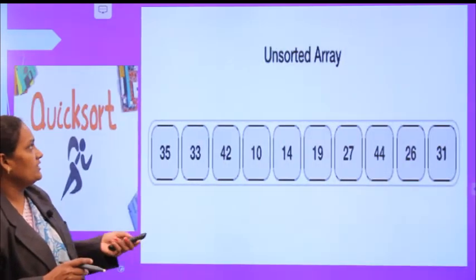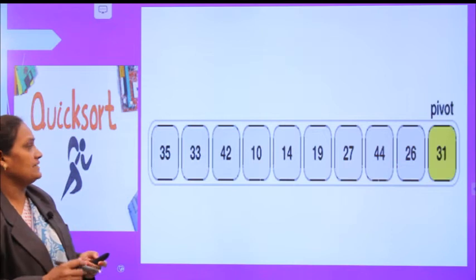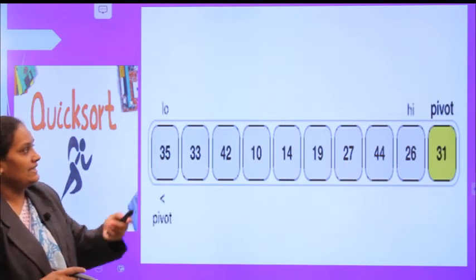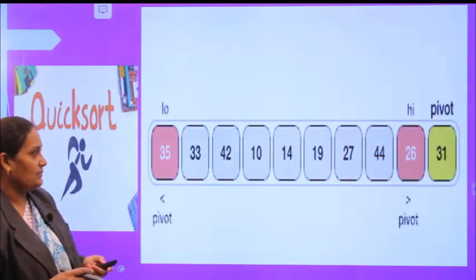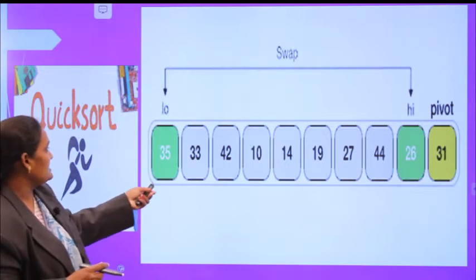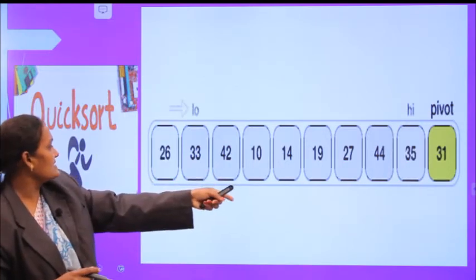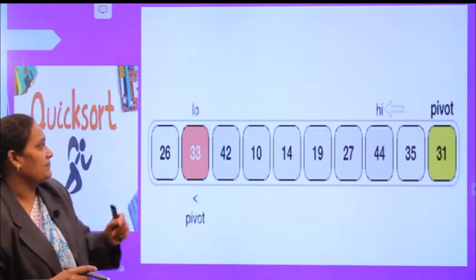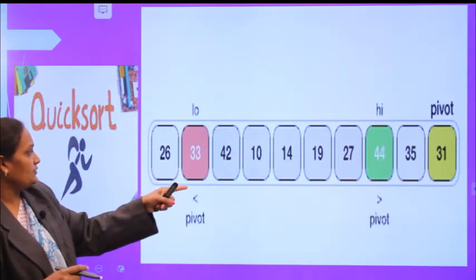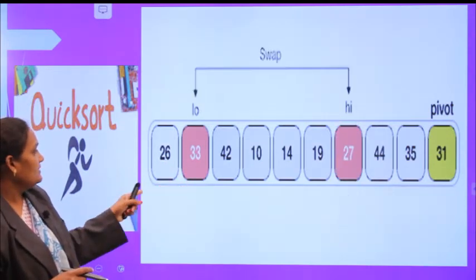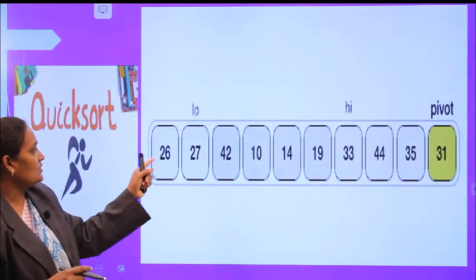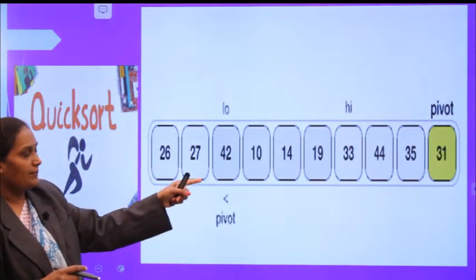So here I am going to show you how quicksort works. Let us see. They take 31 as the pivot element. Now here 35 is the greater element, and there 26 is the less element. So these two are swapped. After that 44 is high, and 33 is high. So after that 27 is swapped with 33.